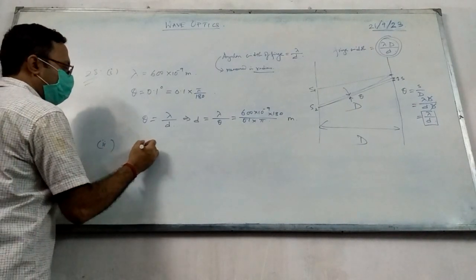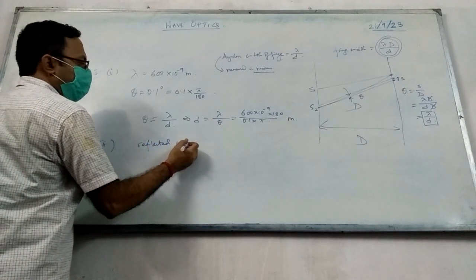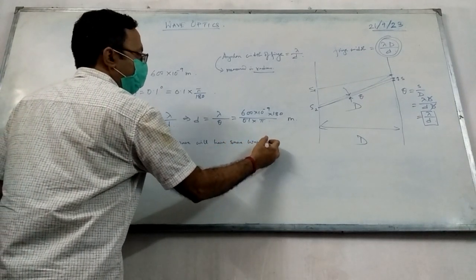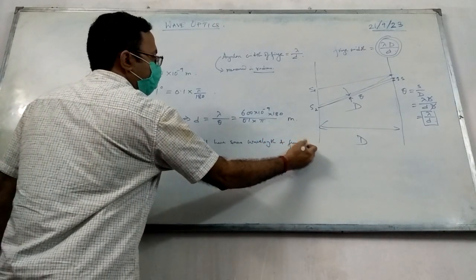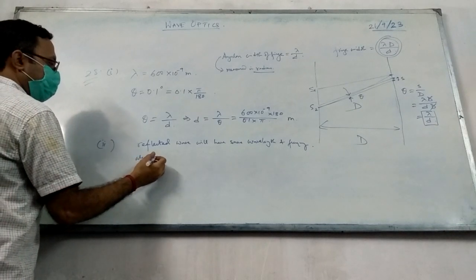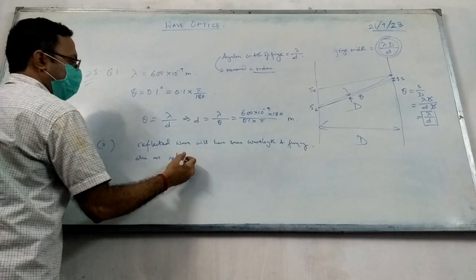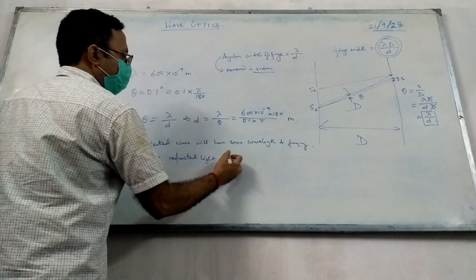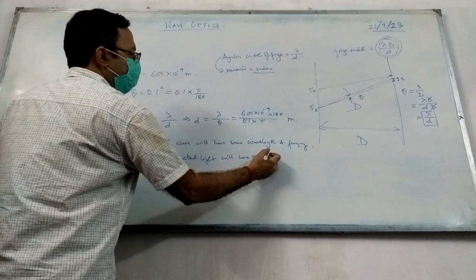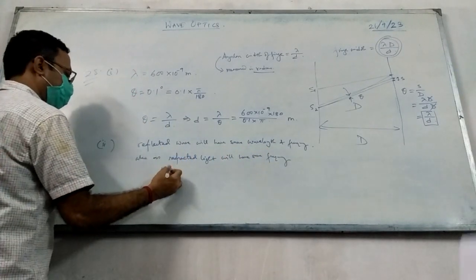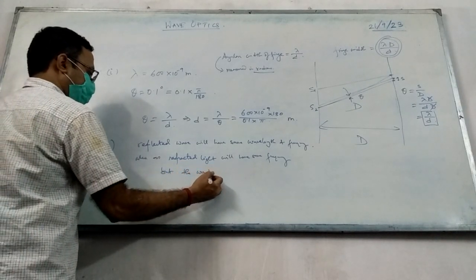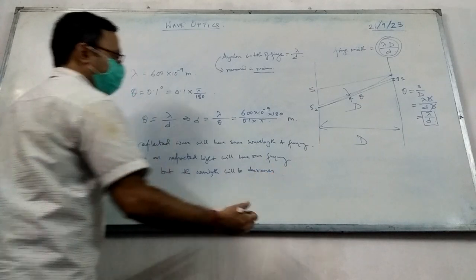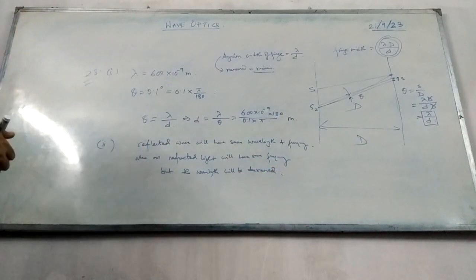हाँ, so reflected wave will have same wavelength and frequency, whereas refracted light will have same frequency but the wavelength will be decreased. Wavelength will be decreased.